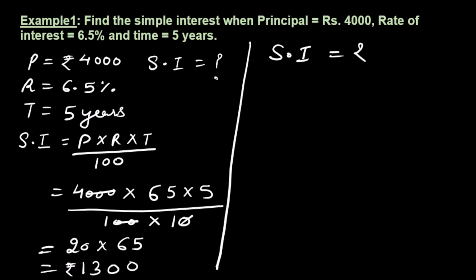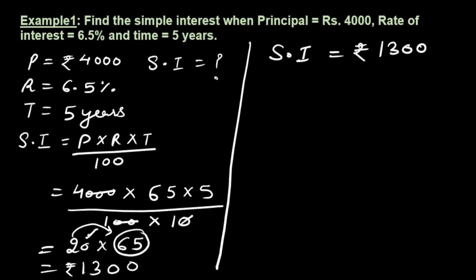1300 is the simple interest. Simple interest is equal to 1300. You can also multiply and do small tricks, I'll be telling you, like you multiply 2 with 65 and then write this 0 right with the answer.